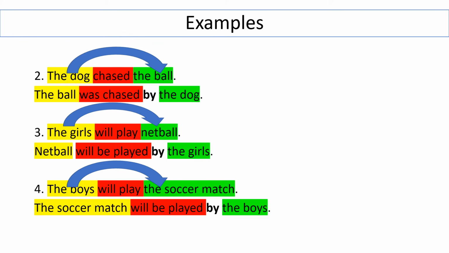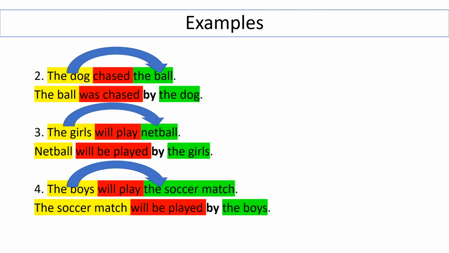Step 3, we need to begin the passive sentence with the object from our active sentence. So the sentence will read, the soccer match. Step 4, remember to use the tense table to change the tense. Will be changed to will be played.